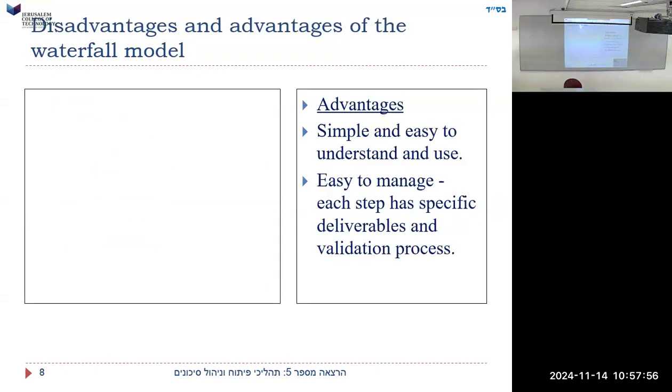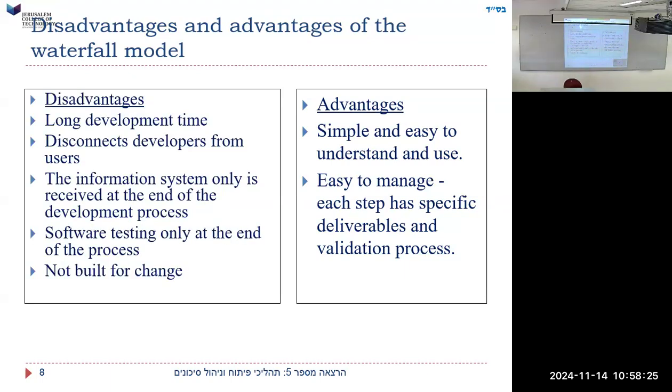Okay, disadvantages and advantages of the waterfall. Advantages: simple and easy to understand and use. Right, you don't have to go back and revisit. You just do one thing, you finish it, you go on to the next thing. Easy to manage. Each step has specific deliverables and a validation process. So we can decide, have we got what we need? Have we got all the things for this stage? Okay, now we can go on. So it's clear how we progress and that we are progressing.